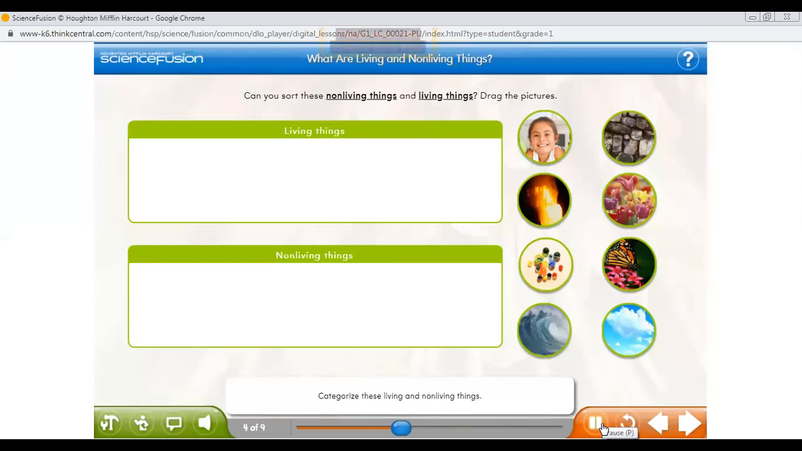Categorize these living and non-living things. Drag the pictures to the correct category. So here we have the living things and the non-living things. And here there are some pictures which I am going to put in the living things and non-living things. So give me the answers now, everyone.